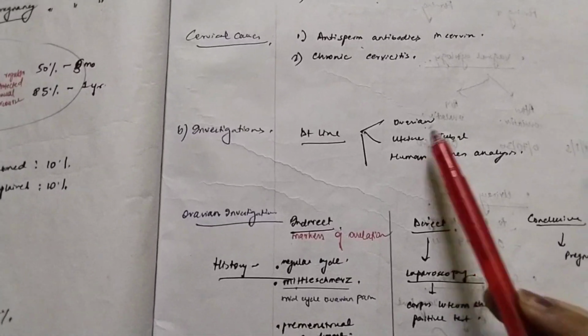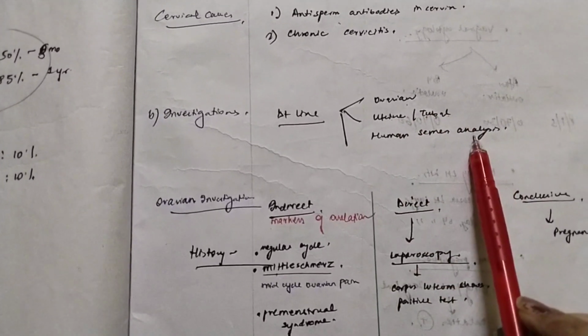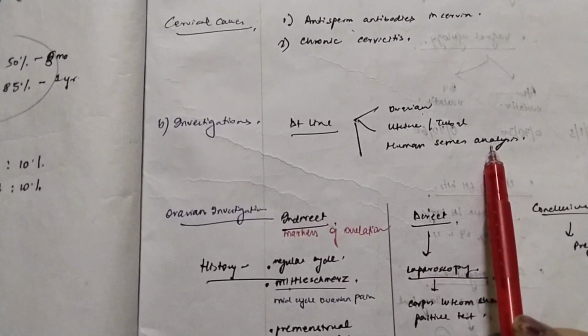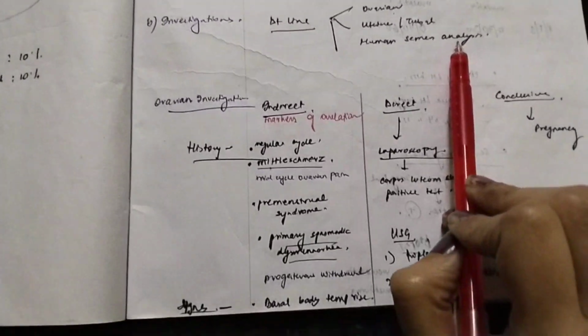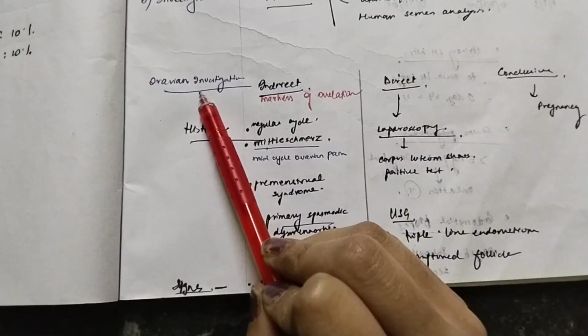So you have to investigate the ovaries, you have to investigate the uterus and tubes, and you have to investigate the human semen to come to a conclusion about where the pathology of infertility lies. First, we will start with ovarian investigations.